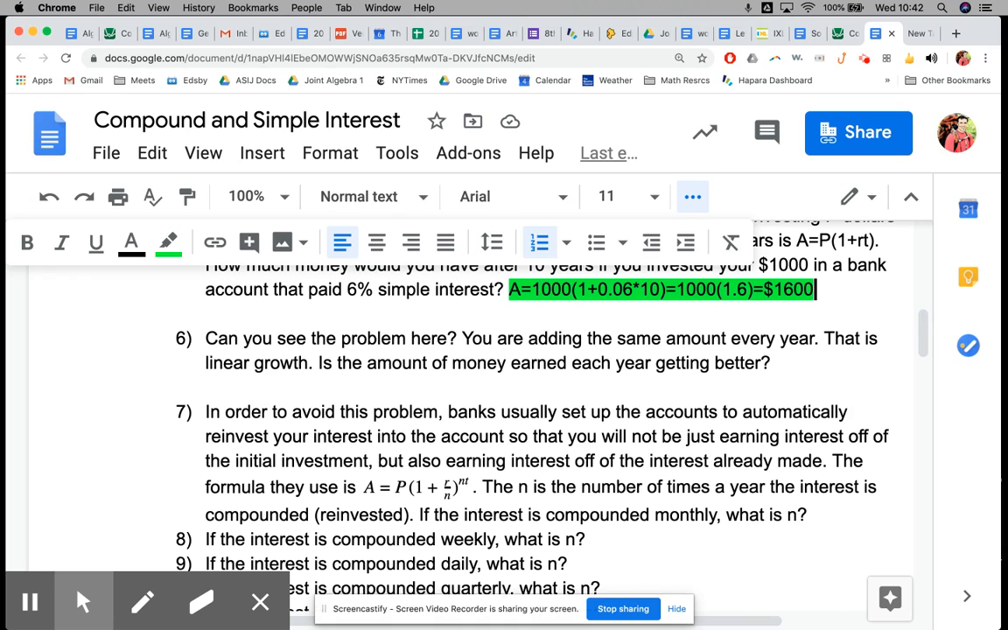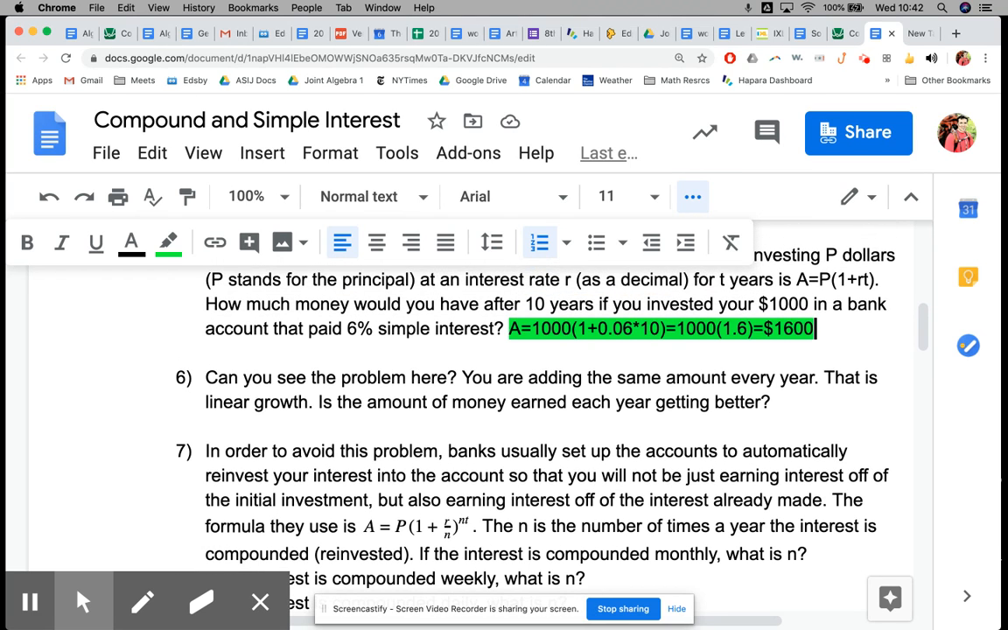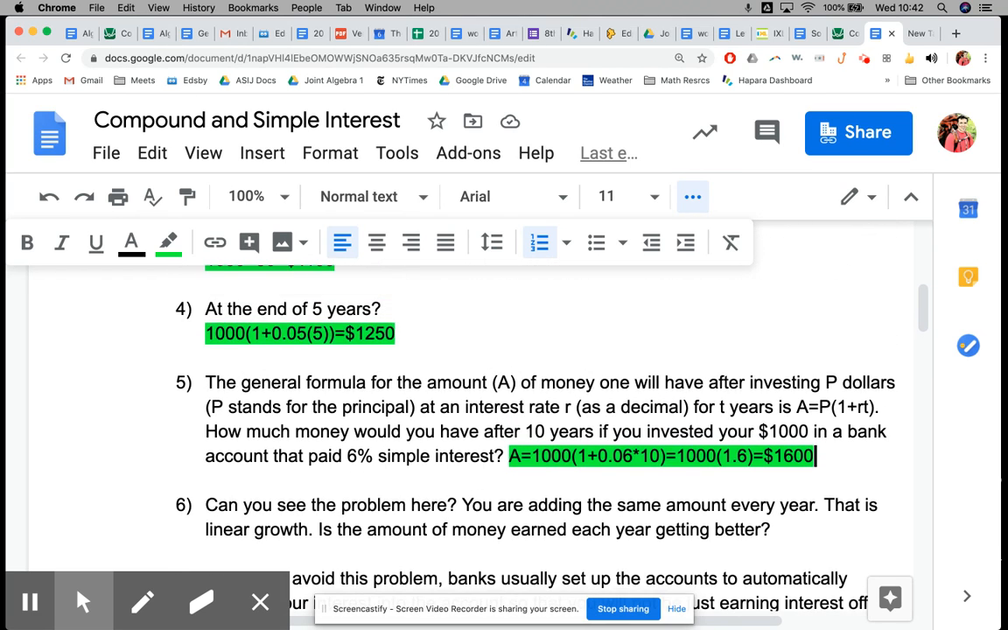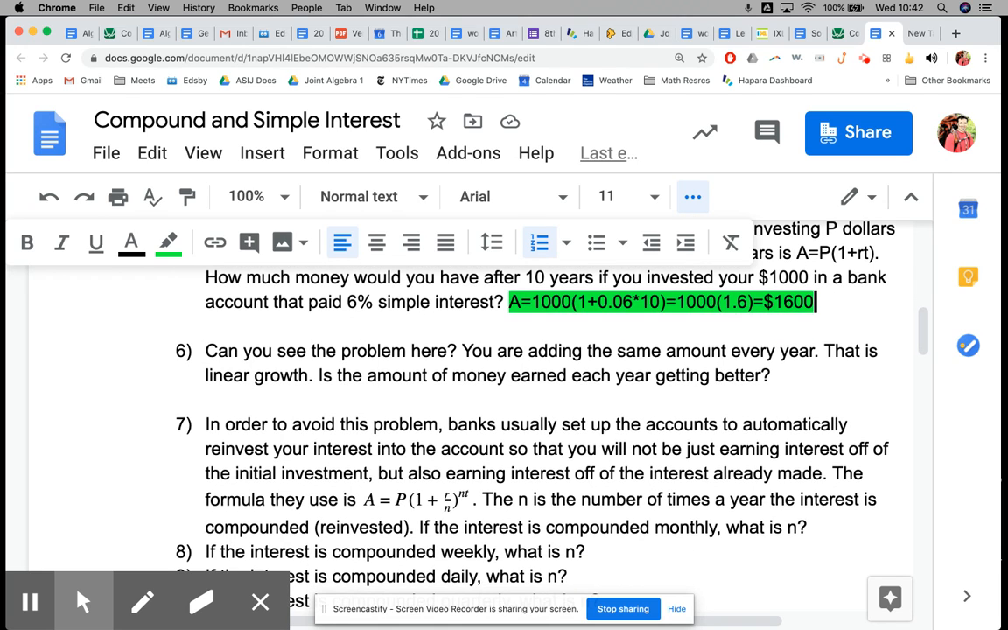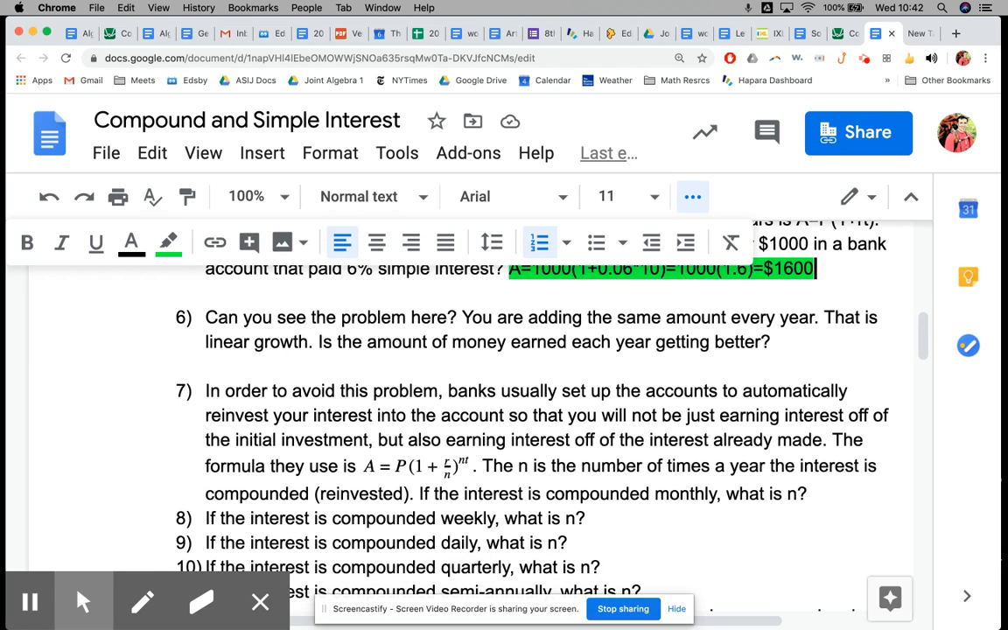Now, that's not a problem for banks. They don't want to pay people more money, but in order to be competitive, they really need to, because why would you put your money in a bank that wouldn't help you earn more? So they need to stay competitive. What they do is they set up the accounts to automatically reinvest your interest into the account, so that you will not just be earning interest off of the initial investment, the principal, but also earning interest off of the interest that you already made. And they use a different formula for that.